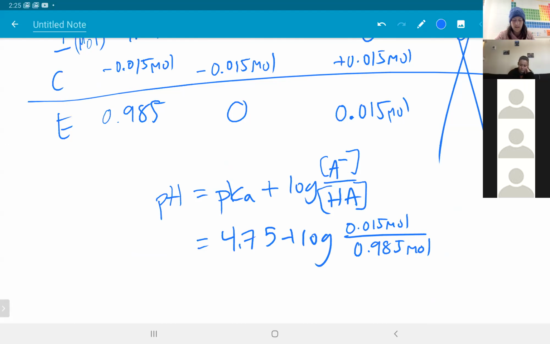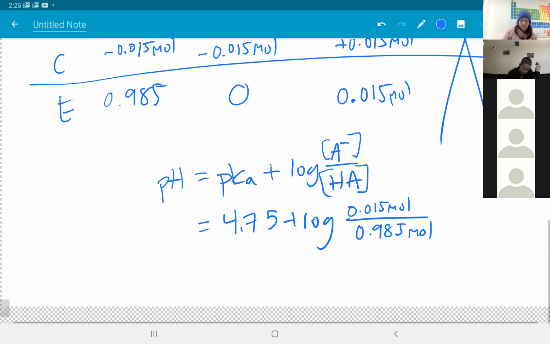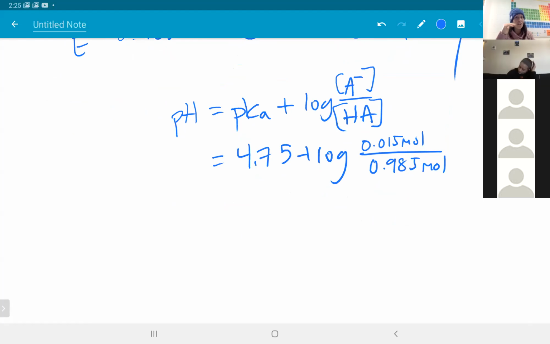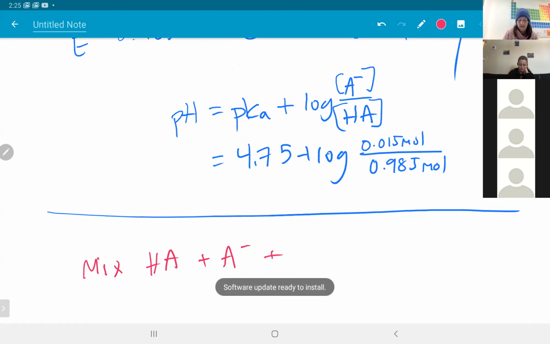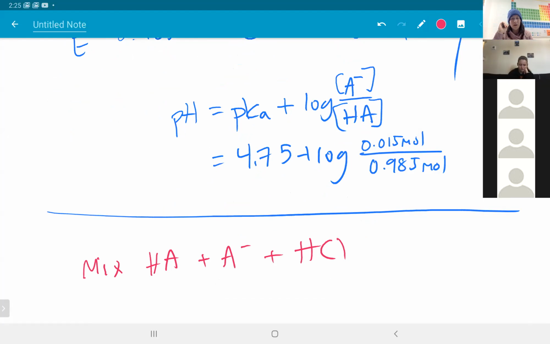So there's your ice table for those. That's what it looks like. You could level that type of question up, which I don't think I did in any quizzes, but if you mixed HA plus A minus plus HCl all together, this is another example where you would have to have an ice table.